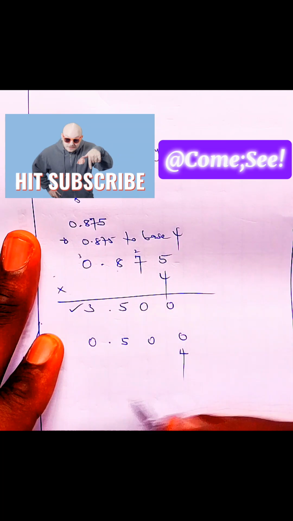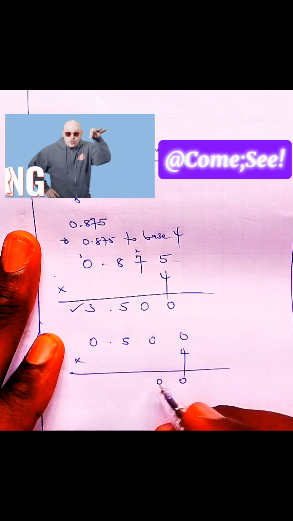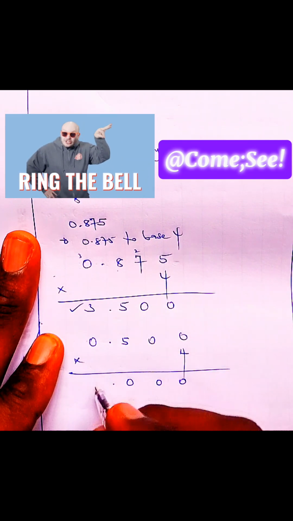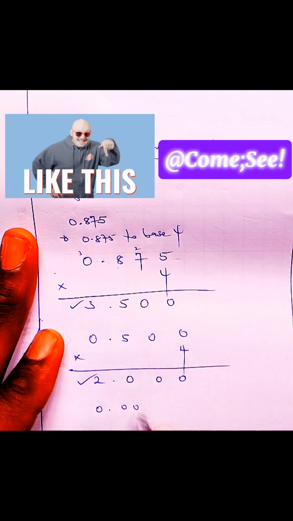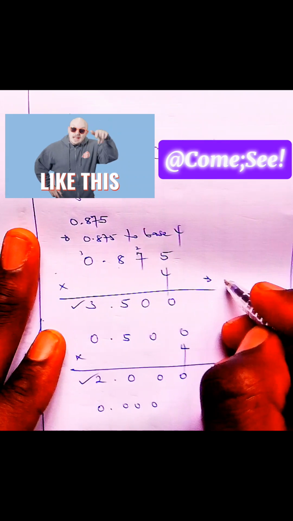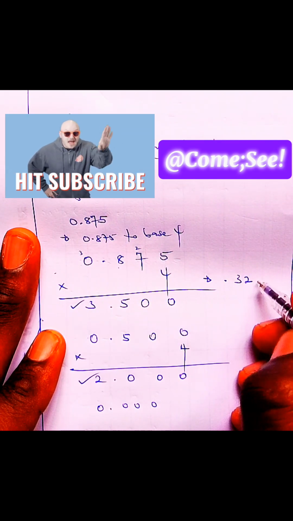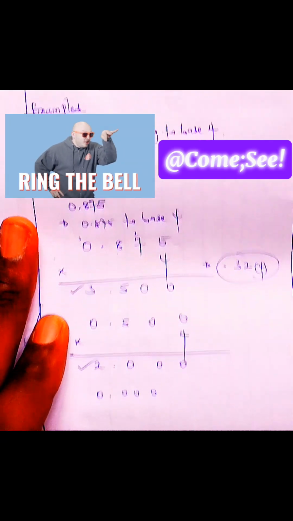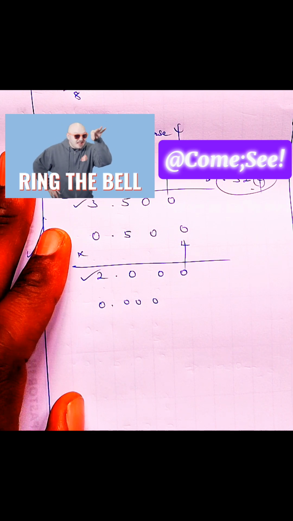So I end up having 0.500. I'll multiply again with 4. 4 times 0 is 0. 4 times 0 is 0. 4 times 5 is 20. Write 0, keep your 2. 4 times 0 is 0 plus 2, 2. I'll take off my whole number. So what I have left is 0.000. At this point, that's all. So we're going to state our answer. That is 0.32 in base 4. So this is how to convert decimal fractions in base 10 to other bases.